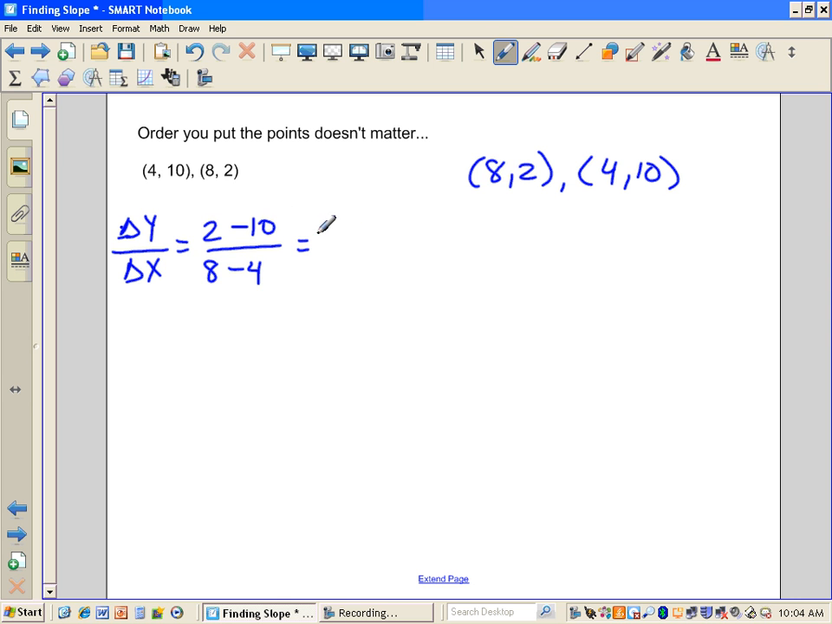2 subtract 10 is negative 8. 8 subtract 4 is 4. That looks like it reduces to negative 2. Same thing, different order. Let's see if we get the same answer.